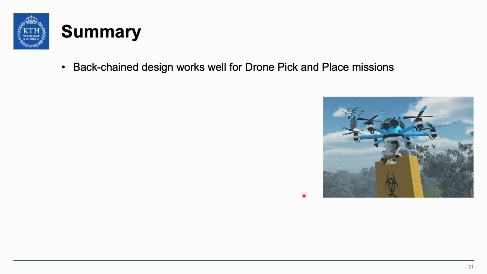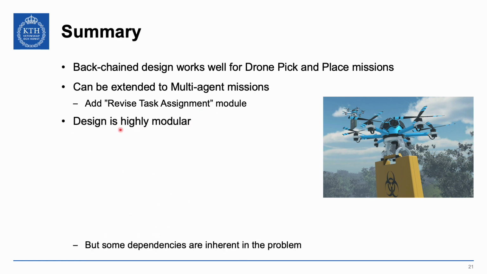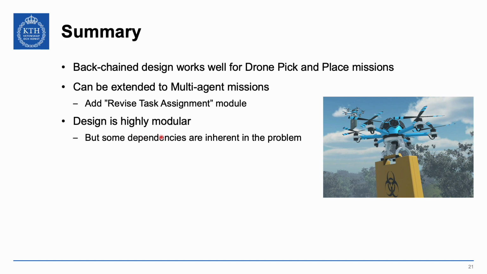So just a summary here. We did a design for pick and place of drones, multiple objects. The backchain design works well. I would say it can be extended to multi-agent missions fairly easily. You just need to add the revised task assignment module. The design is highly modular, but some dependencies are inherent in the problem, and you need to be aware of those, otherwise your design is not going to work as expected. So identify and deal with those. See separate videos on that.